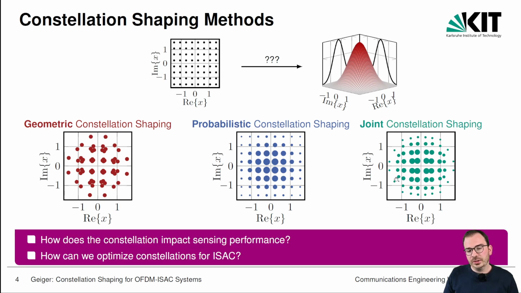And this now raises two questions. So first, we want to understand in this talk how the constellation impacts the ISAC, especially the sensing performance. And then in the second part of the presentation, we want to use this knowledge to optimize constellations for ISAC, which hopefully outperform our conventional modulation formats, for example, like this QAM here.